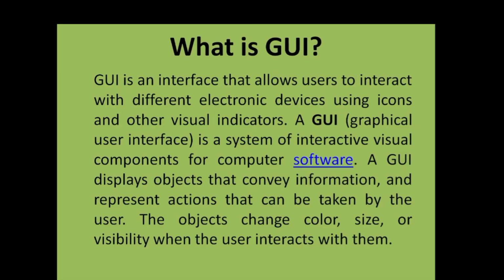Next is the GUI environment, the graphical user interface environment. GUI is an interface that allows users to interact with different electronic devices using icons and other visual indicators. It is an environment with interactive features that allow the user to work easily. A GUI is a system of interactive visual components for the computer system, providing things like mouse clicking.